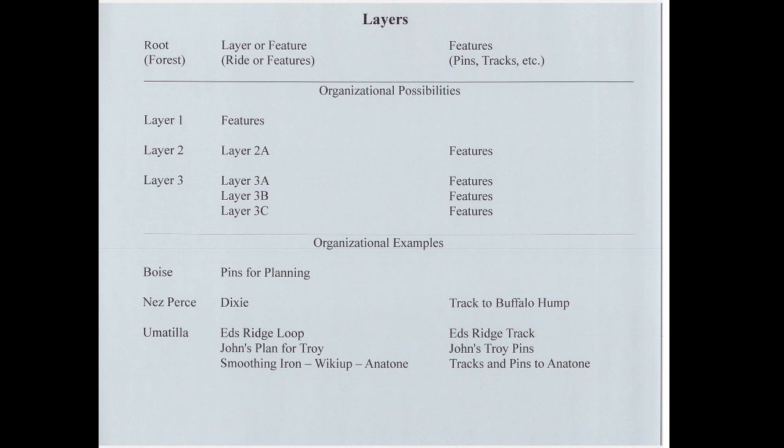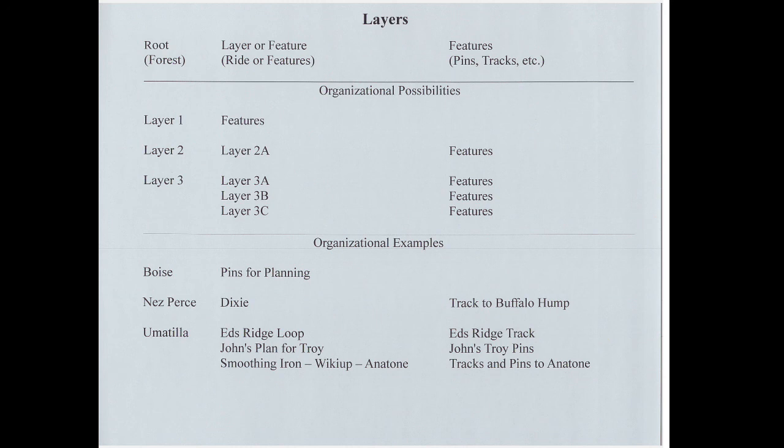Now, the third example is the way I like to lay everything out myself. For instance, layer 3 up on top is the same as the Umatilla layer on bottom. Umatilla, I have broken up into the different rides I go on up there. One time Ed took me up and he showed me a loop that I wanted to keep track of, so I laid a track for it. And when I got home, I created a layer, or maybe I did it before, I don't remember, but I created a layer named Ed's Ridge Loop, and then the track I also named Ed's Ridge Track. Now I can retrace my steps to where Ed showed me.